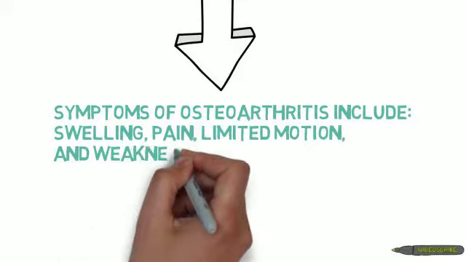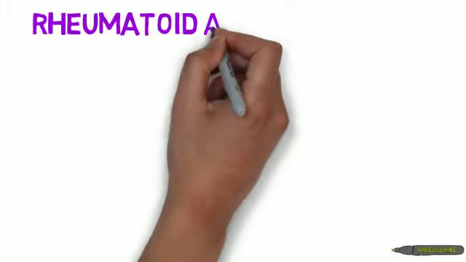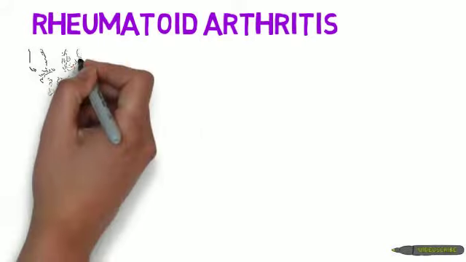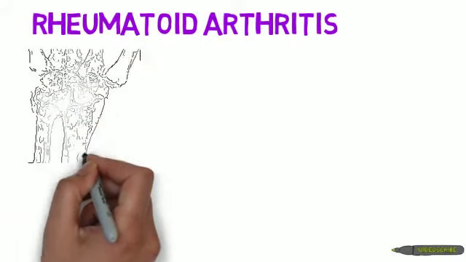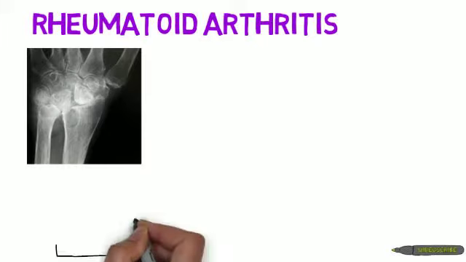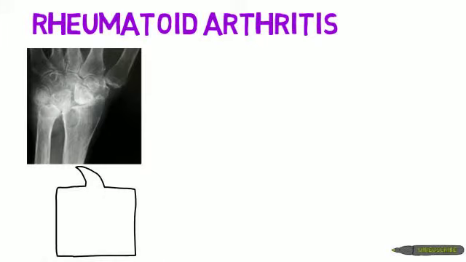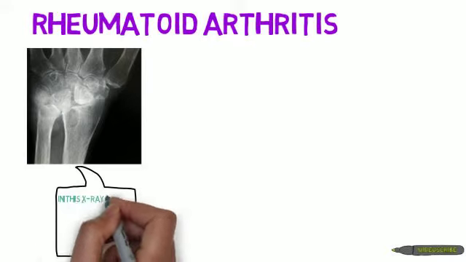I would also like to discuss rheumatoid arthritis. Rheumatoid arthritis is a disease that is autoimmune. And what does that mean? The immune system attacks its own tissues. Rheumatoid arthritis usually affects smaller joints first. It affects both sides of the body symmetrically.